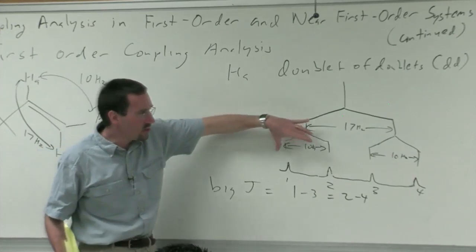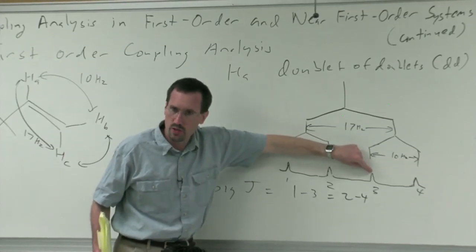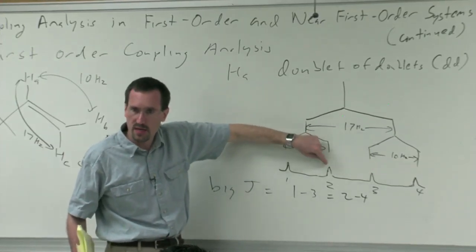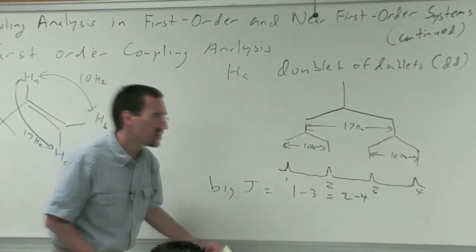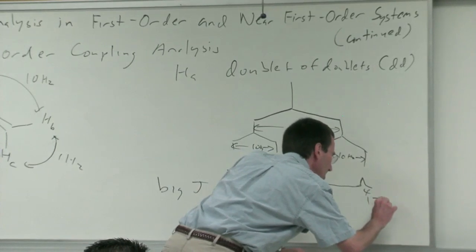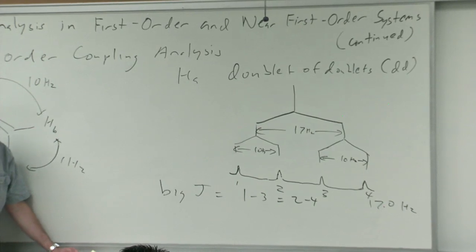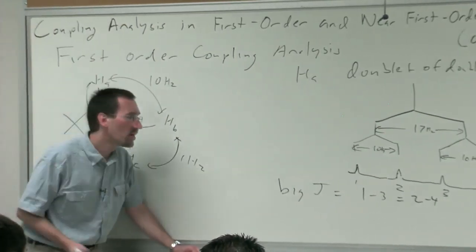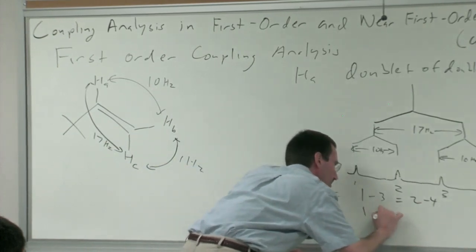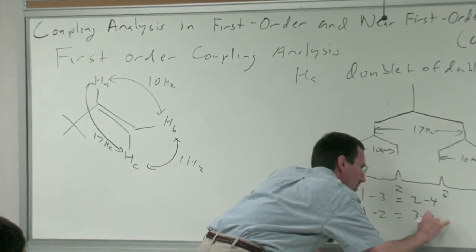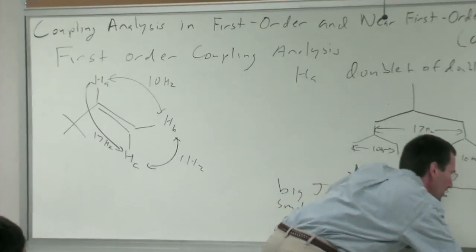So what I typically do to get the best accuracy is I take position 1 and position 3, and I subtract them, and I take position 2 and 4, and I subtract those, and then I average them. And in this case here, let's say I get 17.0 hertz, and I report this as a DD 17.0, 10.0 hertz. The small j similarly is going to be 1 minus 2 and 3 minus 4. And I would take those and average them and get about 10 hertz.